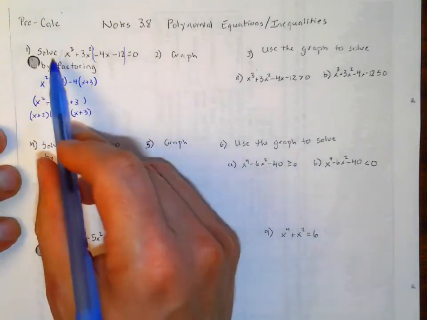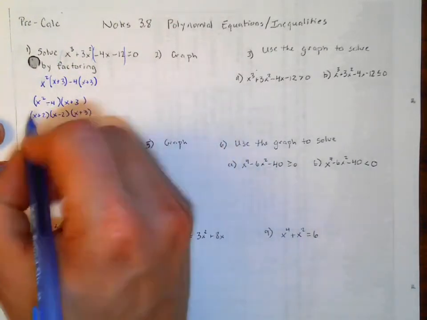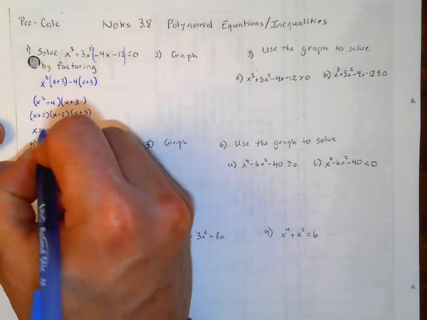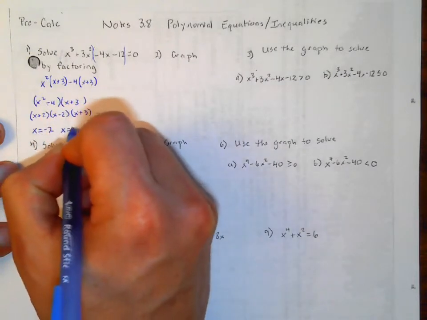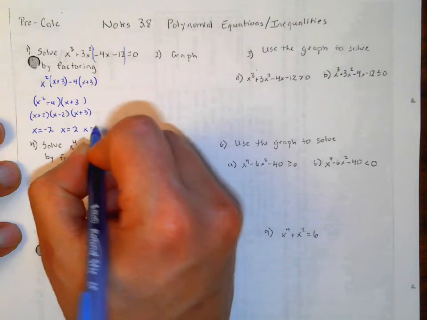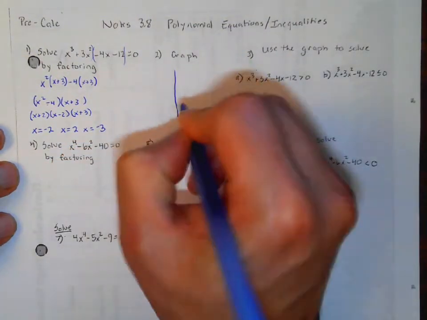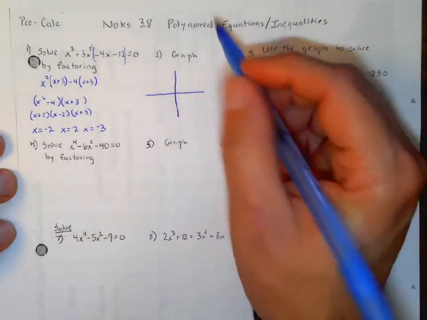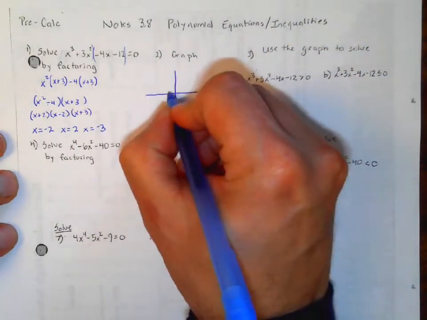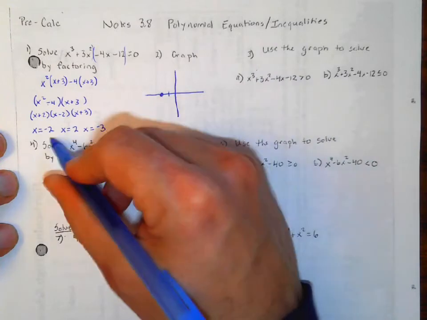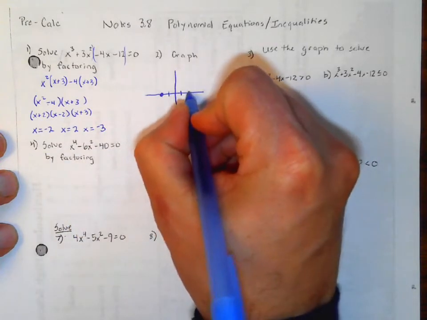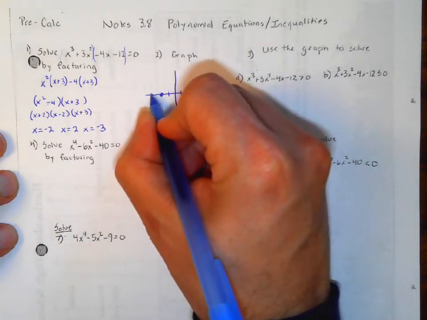And then to actually solve it, we want to set them all equal to 0. So we get x equals negative 2, x equals positive 2, and x equals negative 3. Okay. Now by looking at this graph, some things that we know: x is negative 2, x is 2, and x is negative 3.